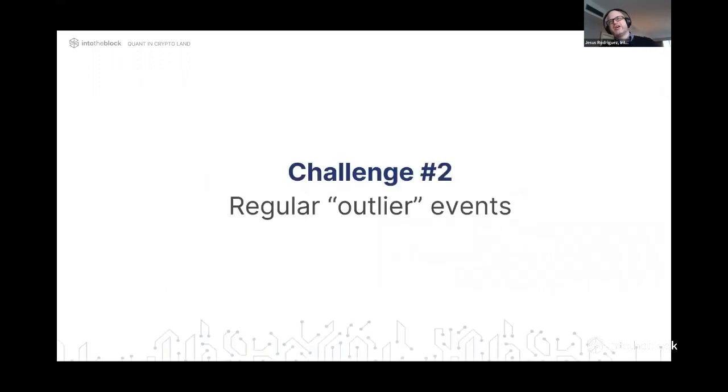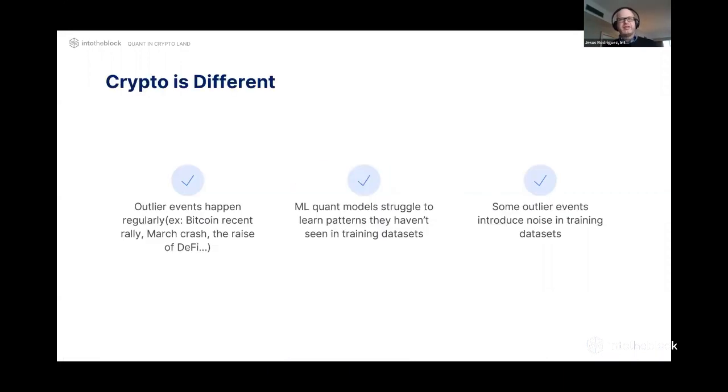Then there's this thing of regular outlier events. So market spikes, market crashes, and things like that happen all the time. They're so regular in crypto that you can pick the most inefficient market that you can think of in traditional capital markets, and it doesn't come even close. Why is this a problem? Because if you're training a quantitative strategy to make decisions based on specific market patterns and it very frequently encounters outlier events, that throws off everything that it has learned. So it's just very hard to achieve a good level of consistency with this.